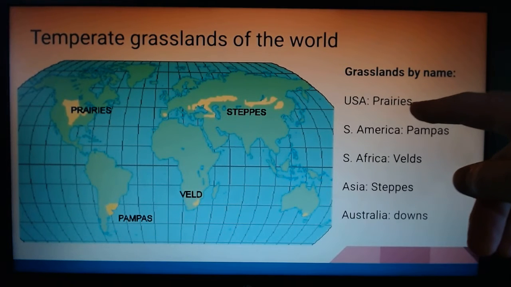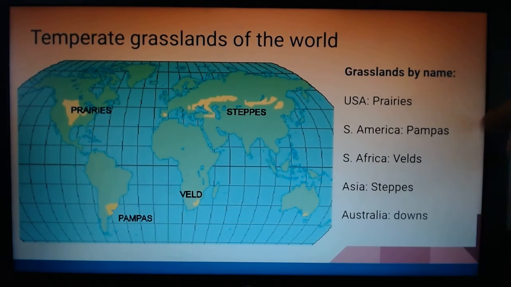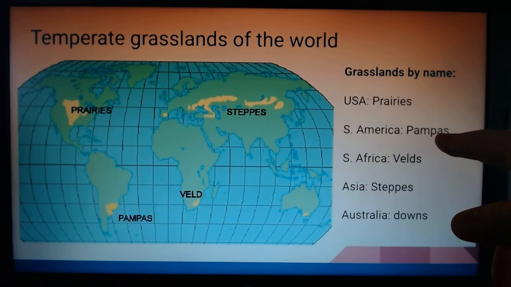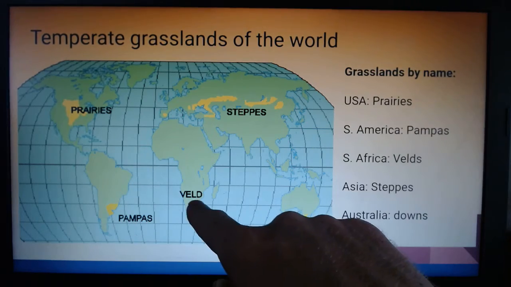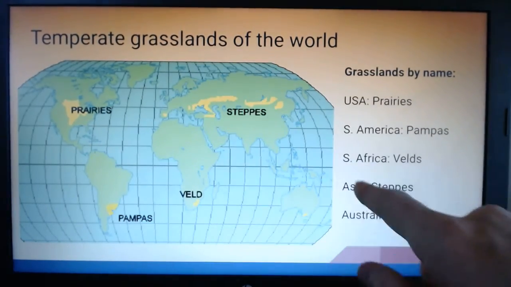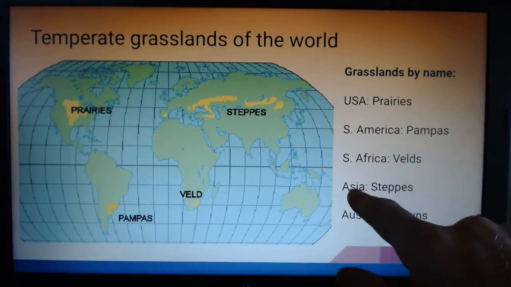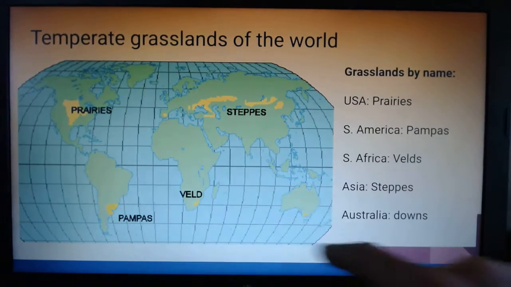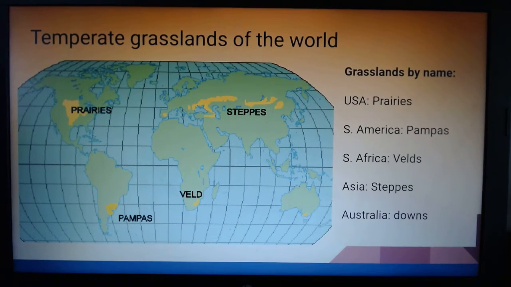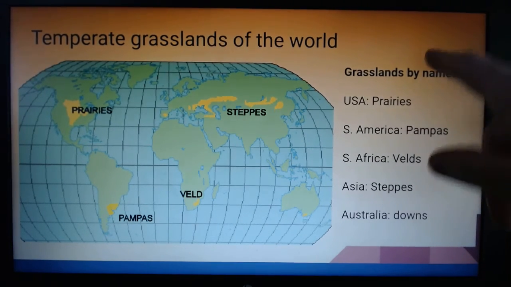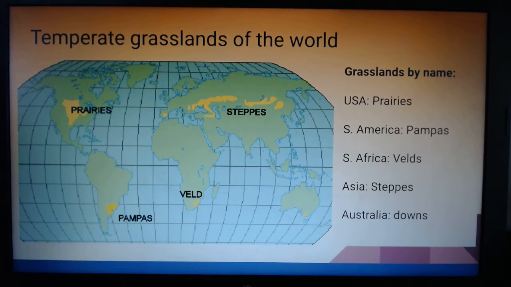The USA, they're called prairies, USA and Canada. South America, they're called pampas, down here. Then we got our veldts, our steppes across. I want you to put Asia and put Europe here as well. Okay, they come into Europe. And then the ones in Australia are actually called downs. All right, so just let's make a little list of that. Add Europe beside Asia for steppes, okay?